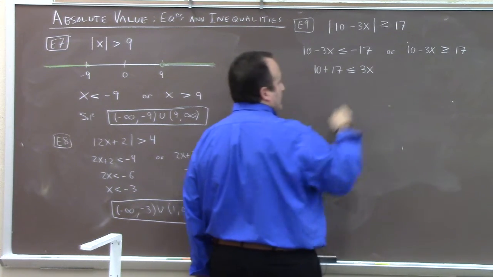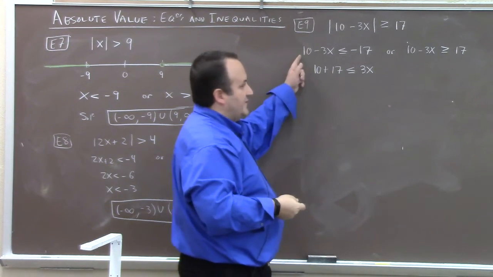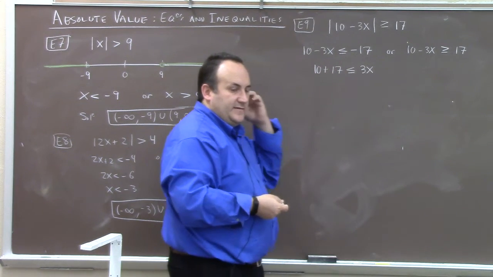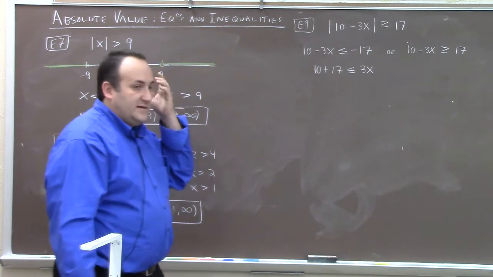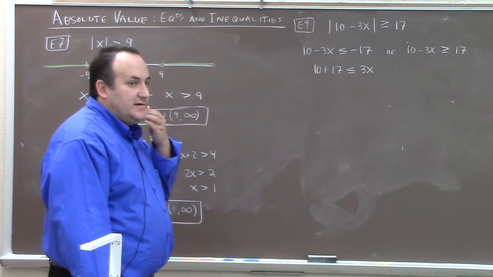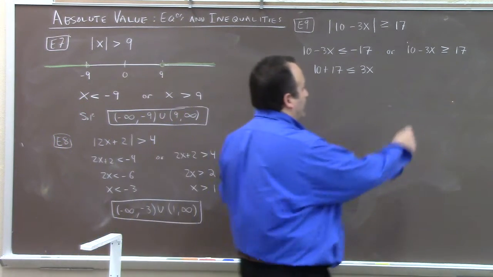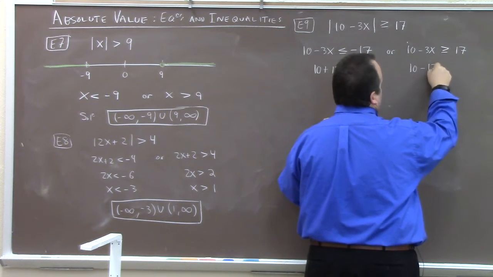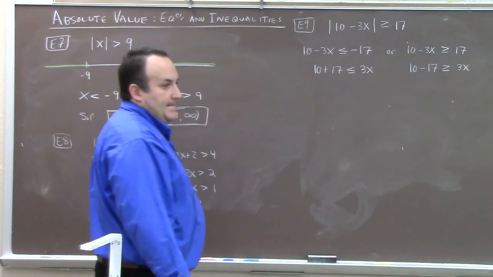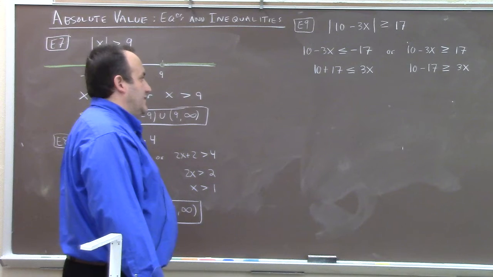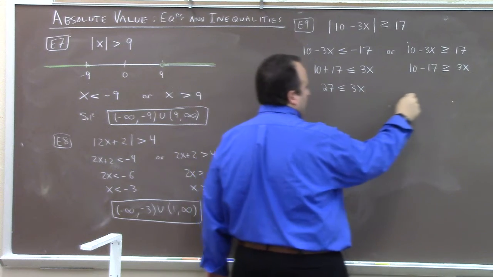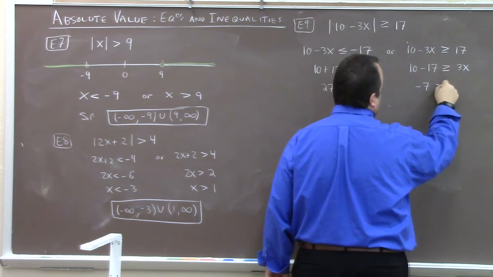Do you guys see what I did there? I moved the 17 to the other side and the 3x to the other side, changing the minuses to plus because I moved them from one side to the other, right? Basically, I'm just adding 17 to both sides, and adding 3x to both sides. So that's equivalent. The other one, I've got 10 minus 17 is greater than or equal to 3x. Let's clean it up a bit. That's 27 less than or equal to 3x. And over here we have minus 7 greater than or equal to 3x.